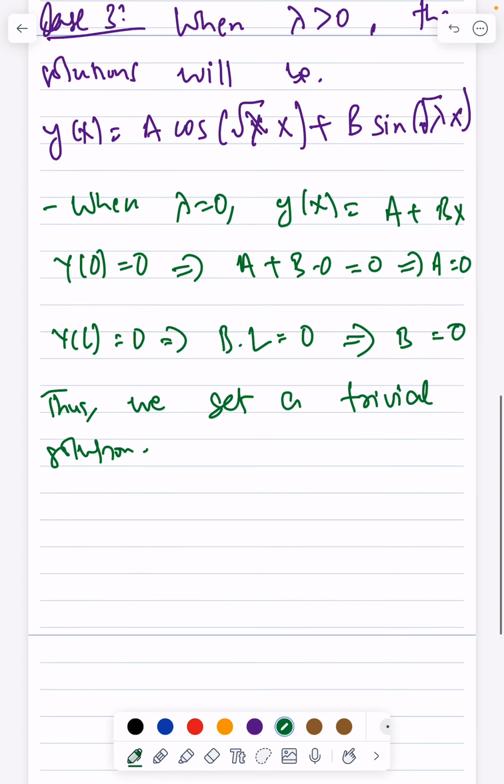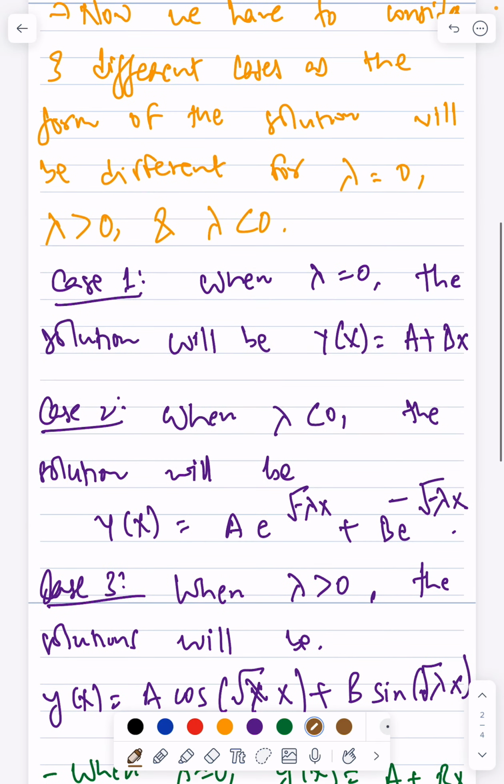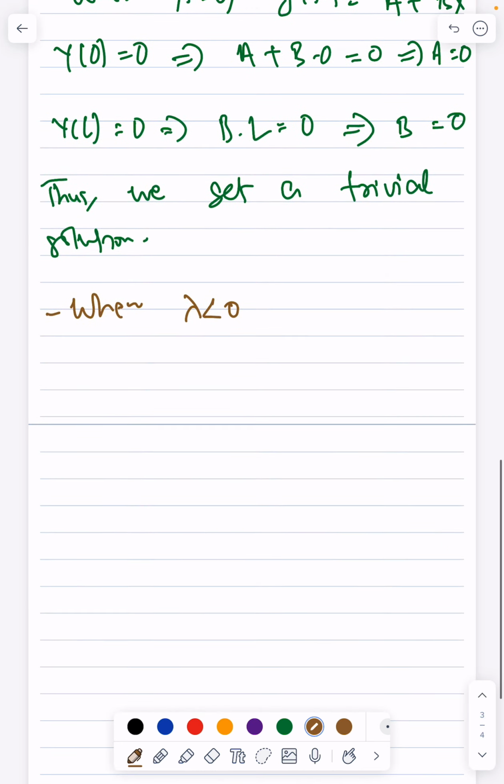So now let's look at the other case, when lambda is less than 0, right? When lambda is less than 0, we have real roots. Our solution is this: a e to the power of square root of negative lambda x plus b times e to the power of negative square root of negative lambda x. So let's apply our boundary conditions. This is our solution.